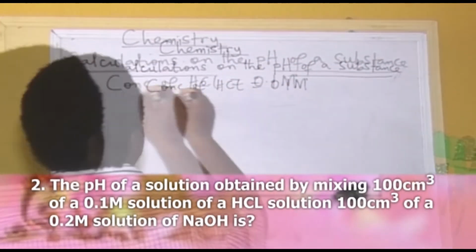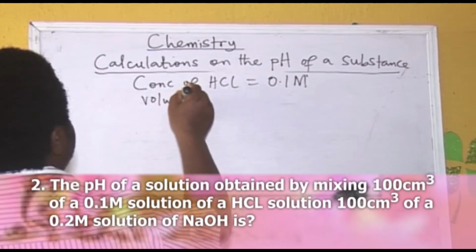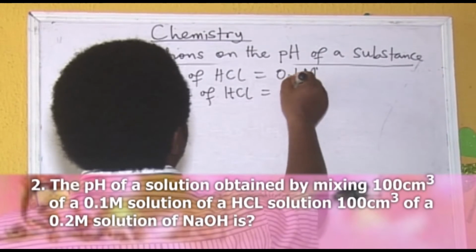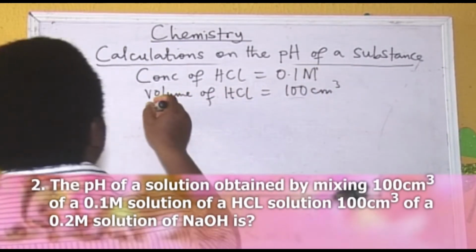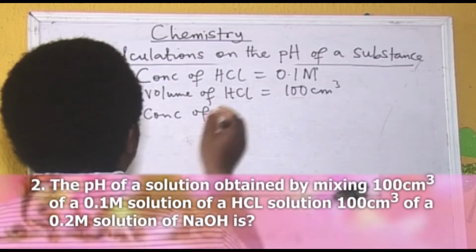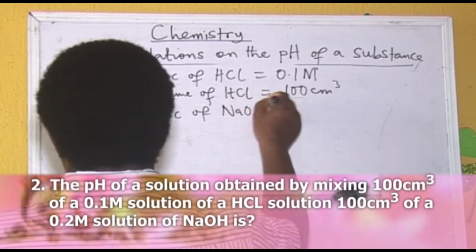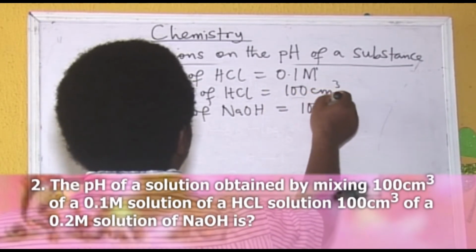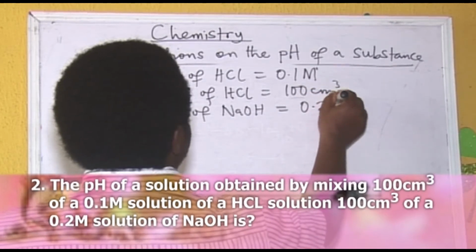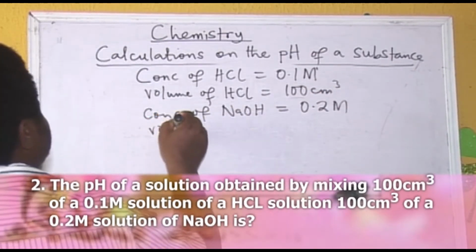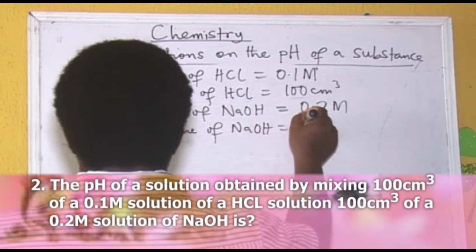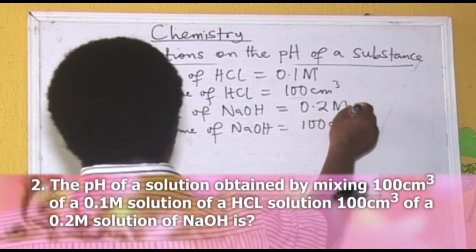0.1 molar. Then the volume of HCl is 100 cm cube. Then NaOH: the conc of NaOH is 0.2 molar, and then the volume of NaOH is also 100 cm cube.